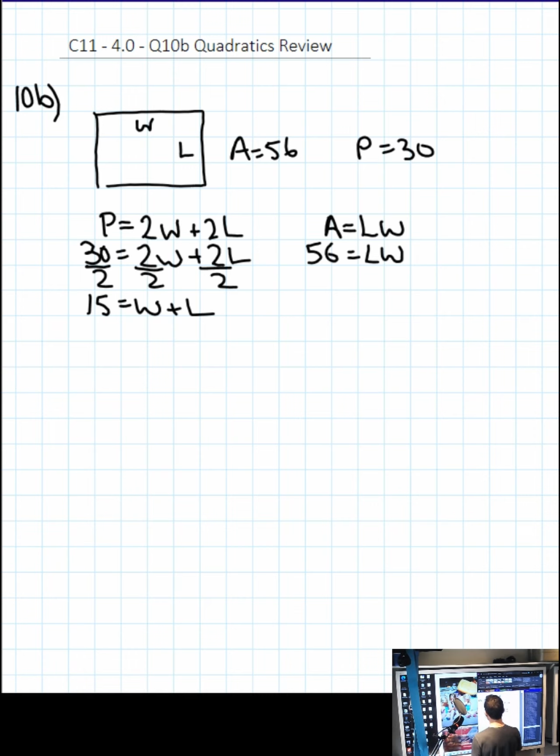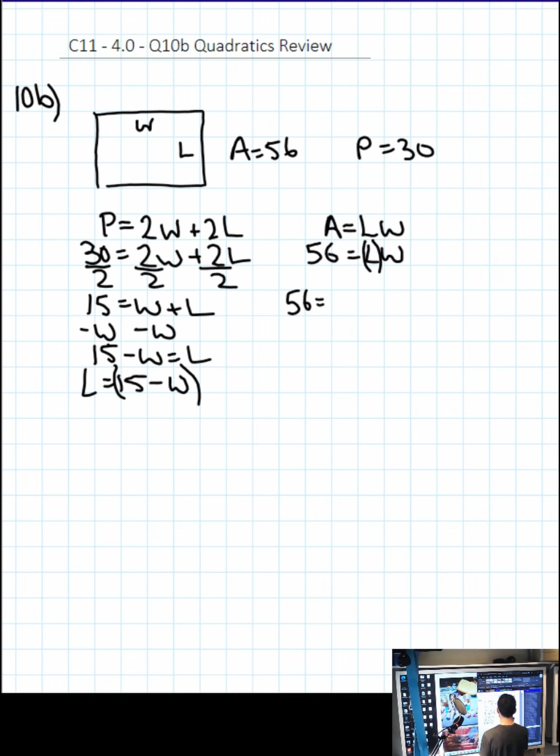We can then subtract W or L from both sides. Let's minus W from both sides, and we'll get 15 minus W equals L. Let's mirror it. L equals 15 minus W. Brackets around what L is equal to. Brackets around L in the other equation. Skip a few lines. 56 equals 15 minus W times W.